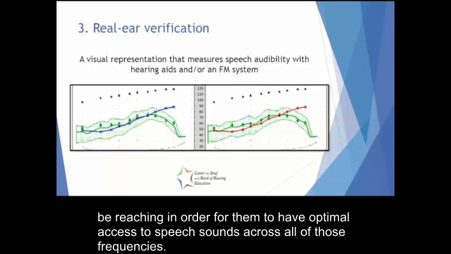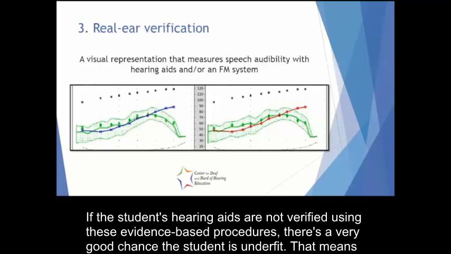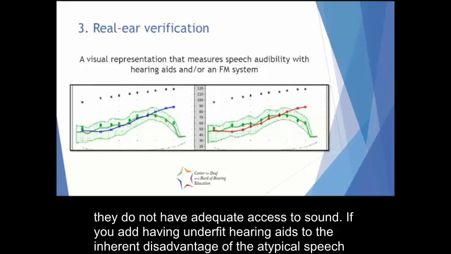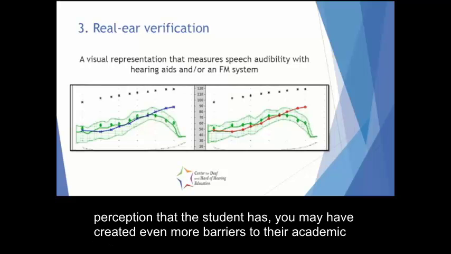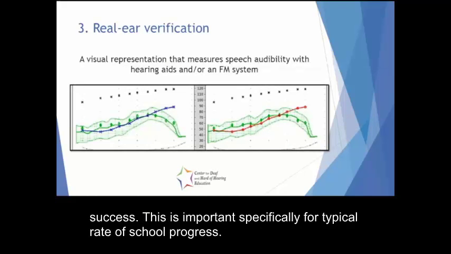hearing aids should be reaching in order for them to have optimal access to speech sounds across all of those frequencies. If the student's hearing aids are not verified using these evidence-based procedures, there's a very good chance the student is underfit. That means they do not have adequate access to sound. If you add having underfit hearing aids to the inherent disadvantage of the atypical speech perception that the student has, you may have created even more barriers to their academic success. This is important specifically for typical rate of school progress.